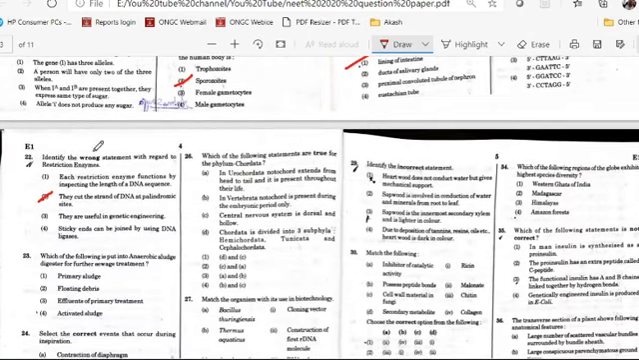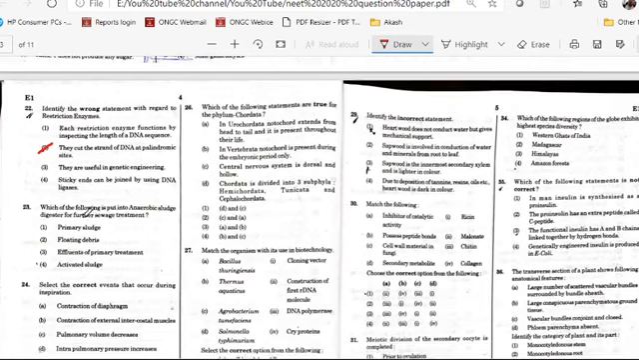In question number 22, the answer is option B. They cut the standard DNA palindromic sites. So you just have to match your answer with us. In question number 23, which of the following is part of the sewage treatment? This is the activated sludge. This is the answer, option number 4.